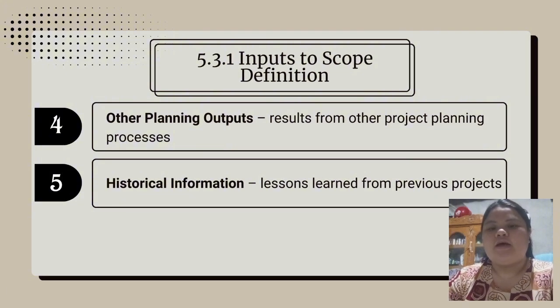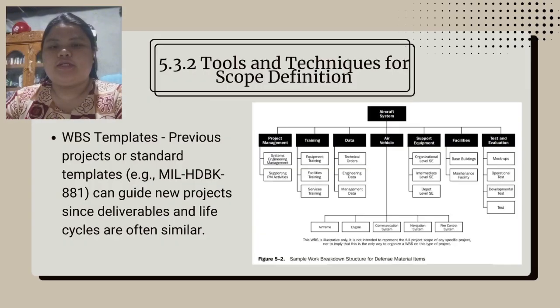The fifth is historical information, lessons learned, and records from previous similar projects. Example for this is the data from a previous building project showing common delays in material delivery, which helps improve planning for the current project. Next are the tools and techniques for scope definition.